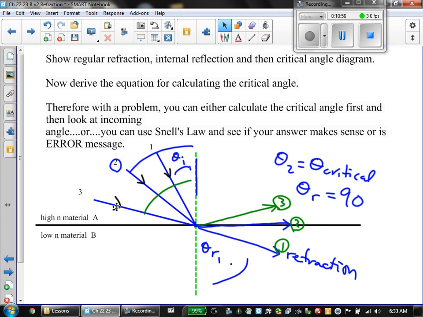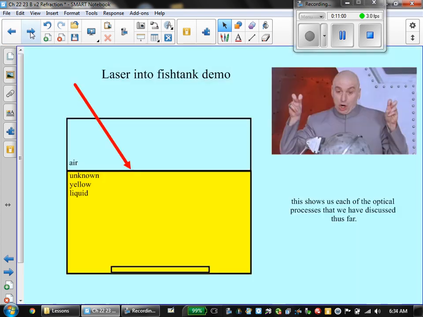Like we just saw in the example a moment ago. In class, I usually do a demo. I shoot a laser beam down from air into an unknown yellow liquid, usually water with food coloring in it. We'll actually get reflection off of the boundary. We'll get refraction in. Here's a mirror down here. You get reflection and refraction. It's kind of the picture we showed before, and I'll show you that demo in class.